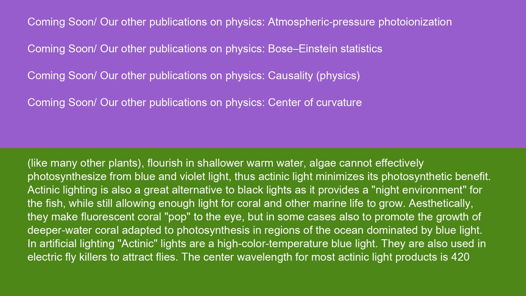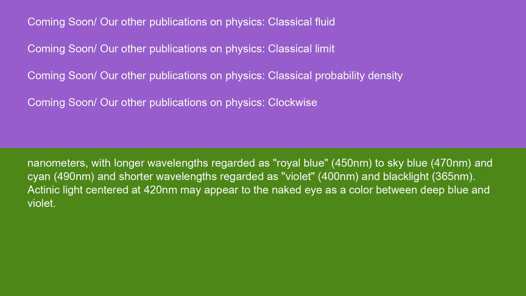In artificial lighting, actinic lights are a high color temperature blue light. They are also used in electric fly killers to attract flies. The center wavelength for most actinic light products is 420 nanometers, with longer wavelengths regarded as royal blue for 450 nanometers, sky blue for 470 nanometers, and cyan for 490 nanometers, and shorter wavelengths regarded as violet for 400 nanometers, and black light, 365 nanometers. Actinic light centered at 420 nanometers may appear to the naked eye as a color between deep blue and violet.